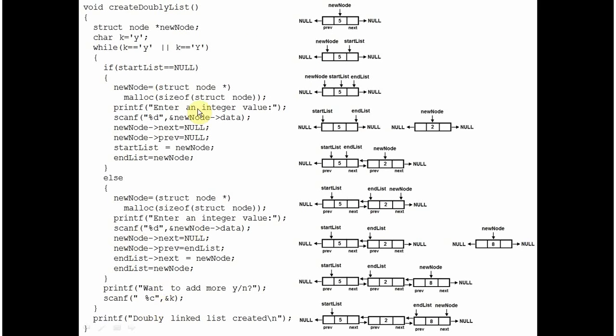This is the create doubly list method which we've discussed in the earlier video. Please do view that video and you will understand what this function is doing. In any case, when this function is over, it will have created a doubly linked list of the elements entered by the user. The first element of the doubly linked list will be pointed to by start list and the last element will be pointed to by the end list pointer.